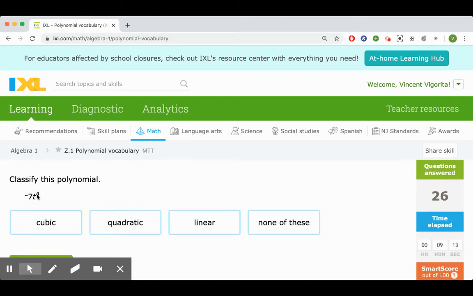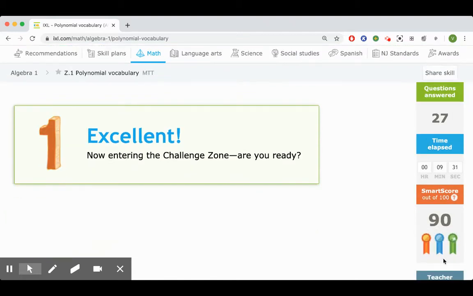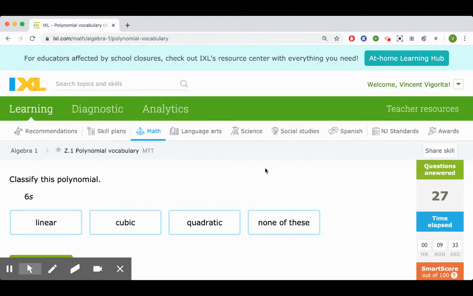The degree is 4. Can't be cubic because cubic is 3. Can't be quadratic because quadratic is degree 2, which is kind of confusing because quad usually means 4, but it's not quadratic. Linear, if the degree is 1, it's not. So you're left with none of these. Okay, 90. So at most 10 more to go. Classify this polynomial. The degree is 1. Remember, linear is 1.